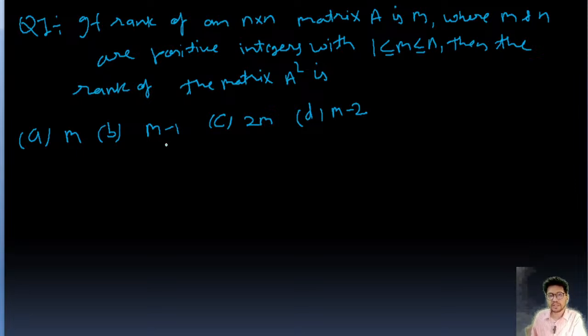So I will solve this question by example. What we have been given is that the rank of an n cross n matrix is M. The rank of the matrix is given, which is an n cross n square matrix, and M and N are positive integers with the condition that M is between 1 and n. Then you need to find out the rank of the matrix A square.